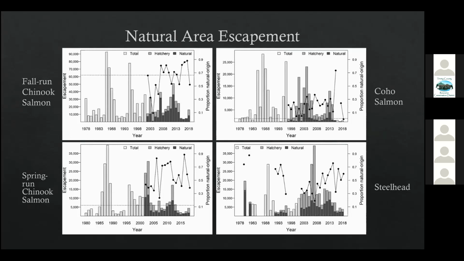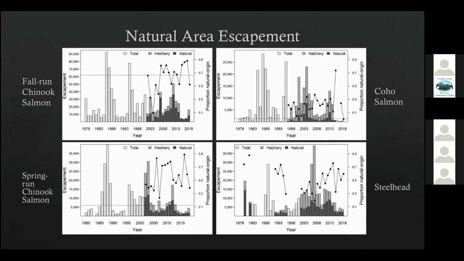Escapement estimates of naturally produced fall run Chinook salmon and steelhead have not met the escapement targets of 62,000 and 40,000 adults respectively since implementation of the ROD, and may have not met targets pre-ROD in any year since reliable escapement estimates have been available. And that's the period of record that goes back to 1978 or 1980, unless natural origin proportions were particularly high in those pre-ROD years.